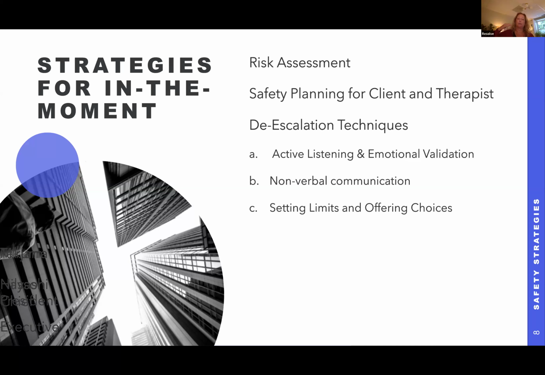If you escalate your tone and your volume just like they are, it's only going to escalate the situation. So we have to be very mindful of that. Also, framing boundaries. You have to set boundaries.